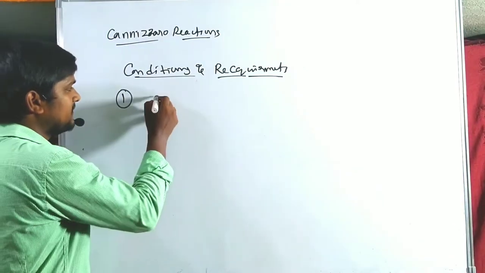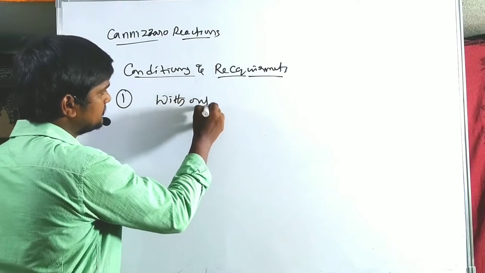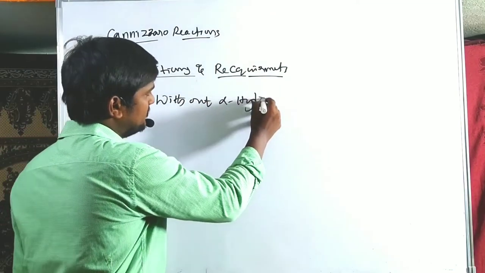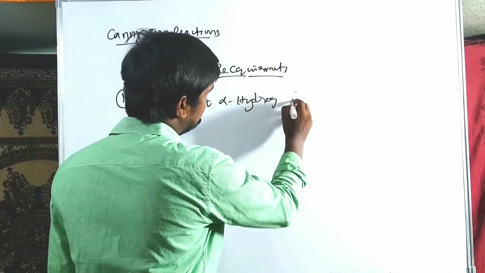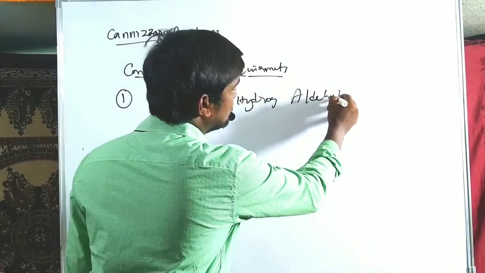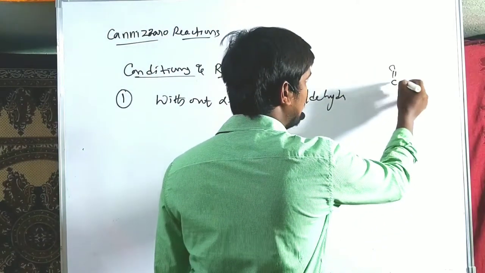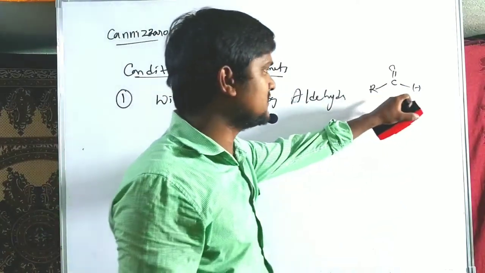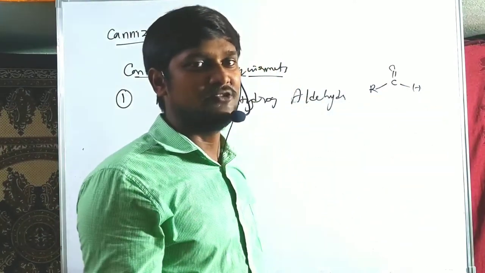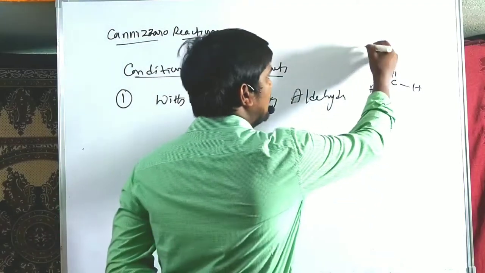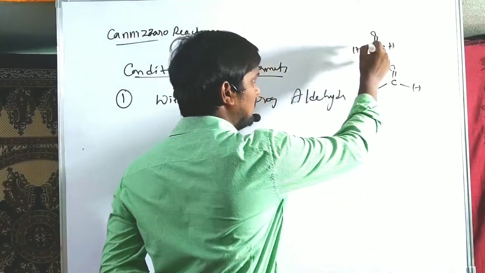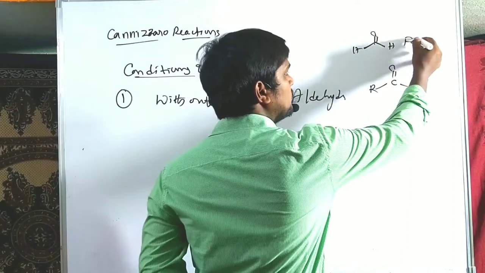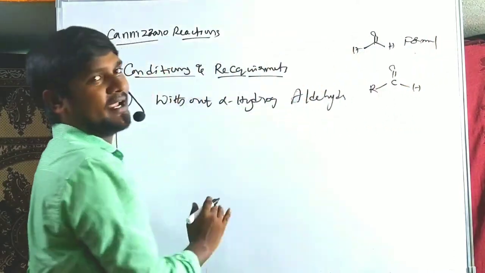So the first thing is aldehydes without alpha hydrogen. Whenever it is an aldehyde, one of the positions is an alkyl group. At least one of the positions requires hydrogen. If both are hydrogen, it doesn't matter. It is also an aldehyde. This is nothing but formaldehyde, which is also used in the Cannizzaro reaction.